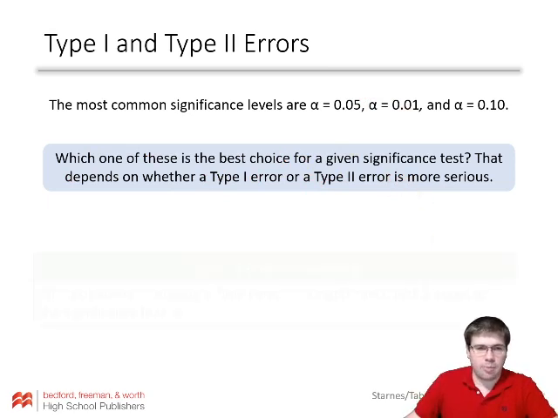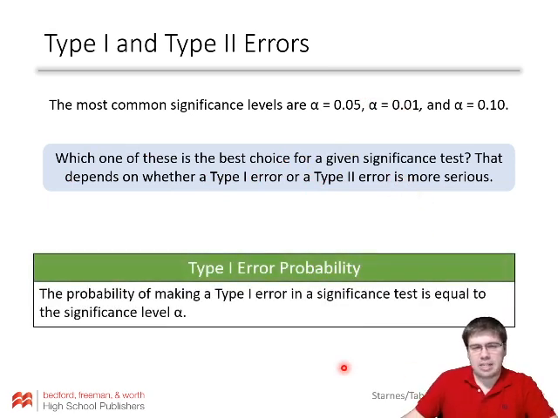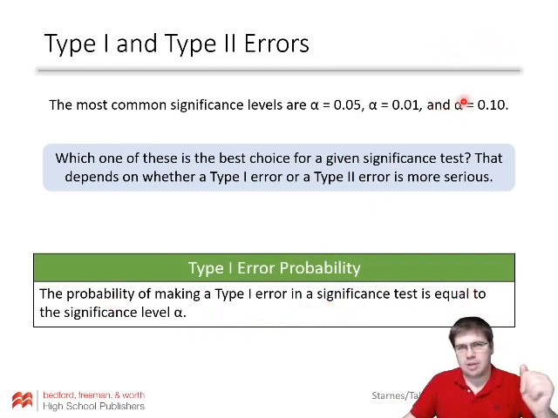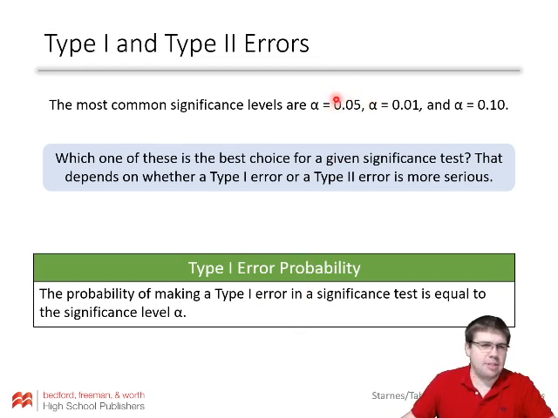The probability of making a type 1 error in a significance test is equal to the significance level. That seems kind of weird, but if the null hypothesis is true, and we get a result that would only happen, say, 5% of the time, or 1% of the time, or 10% of the time, that's going to cause us to reject. Well, how often does that happen? It happens 5% of the time, or 1%, or 10% of the time. Sometimes we refer to type 1 error as alpha error. It is exactly equal to your significance level.